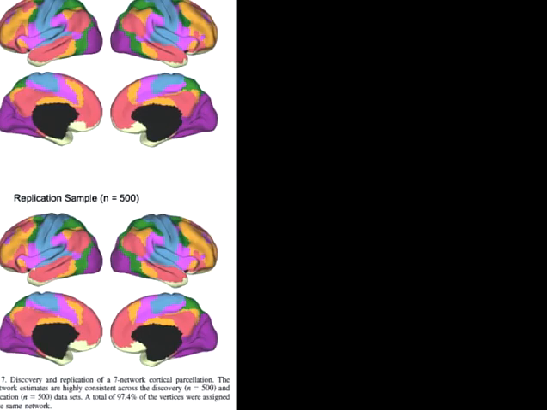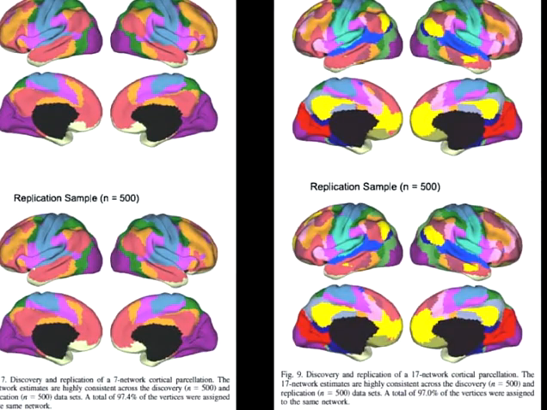And this is, again, the discovery sample of 500 subjects, the replication sample of 500. On the left is the 7 network parcellation, and the 17 network on the right. This gets back to what we've been talking about all along: how many parcels or clusters, what's the right solution for any of these problems.